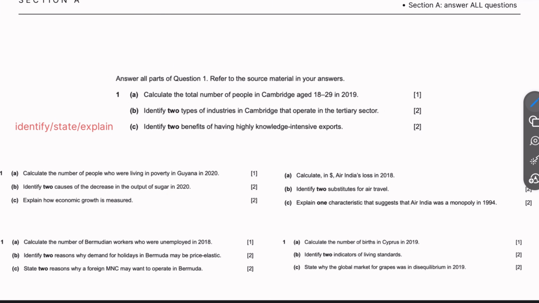Identify and state questions are quite straightforward, just find what the question wants from the case study. But explain questions can be a little bit more complicated, as it depends on what the question is asking, but usually you should just make sure that you're answering the question by explaining what's asked. And then you can use the case study to come up with your answers as well, but since there's 2 marks, it shouldn't be too difficult.